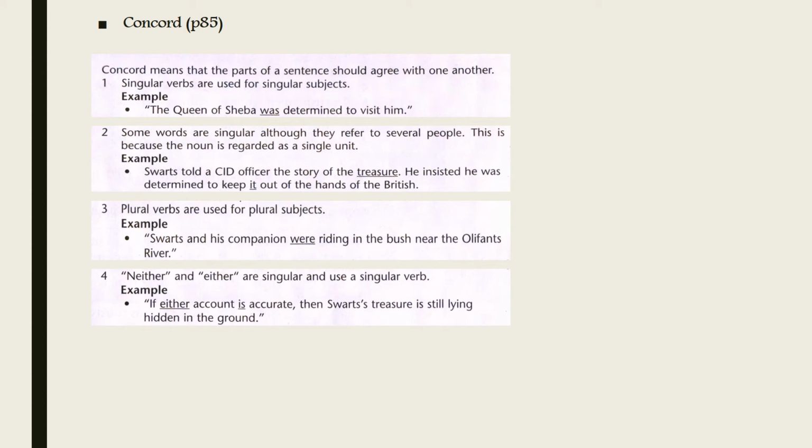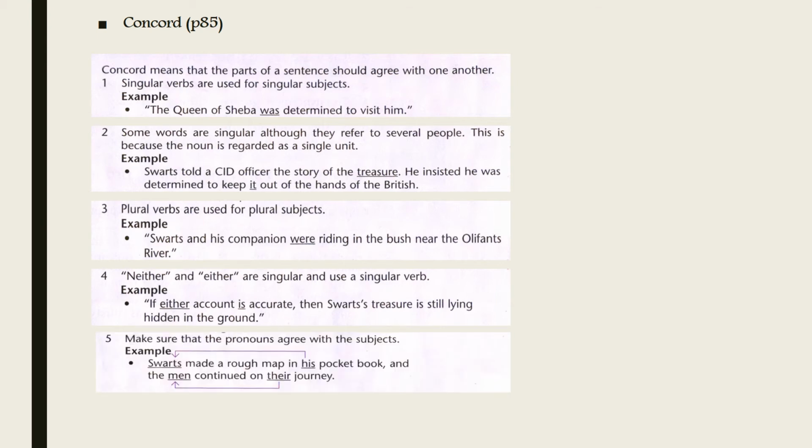In our fourth example, we work with words such as neither and either. Both these words take on a singular form, and therefore they need to have a singular form of verb. In the example, it says to you, if either account is accurate, then Swartz's treasure is still lying hidden in the ground. So in this case, it shows you that there's only one specific story that is accurate. Therefore, you have a singular form of verb.